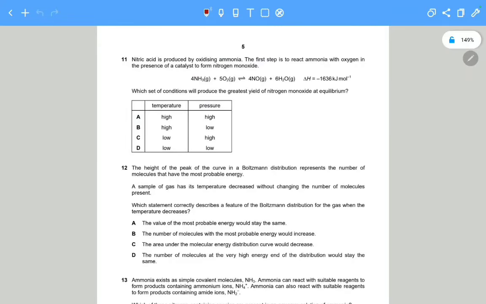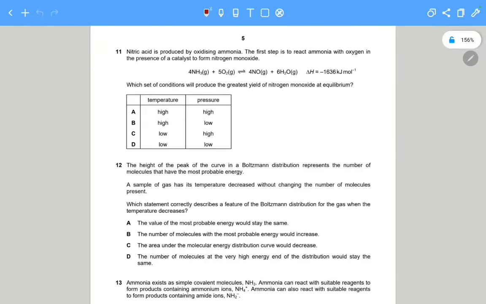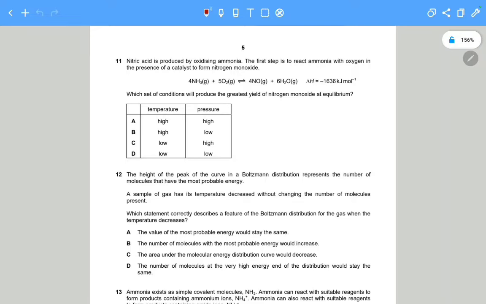Question 11. Nitric acid is produced by oxidizing ammonia. The first step is to react ammonia with oxygen in the presence of a catalyst to form nitrogen monoxide. Which set of conditions will produce the greatest yield of nitrogen monoxide at equilibrium? So we need to choose temperature and pressure conditions. So let's just look at the equation and figure out for ourselves what will produce the greatest yield of nitrogen monoxide.